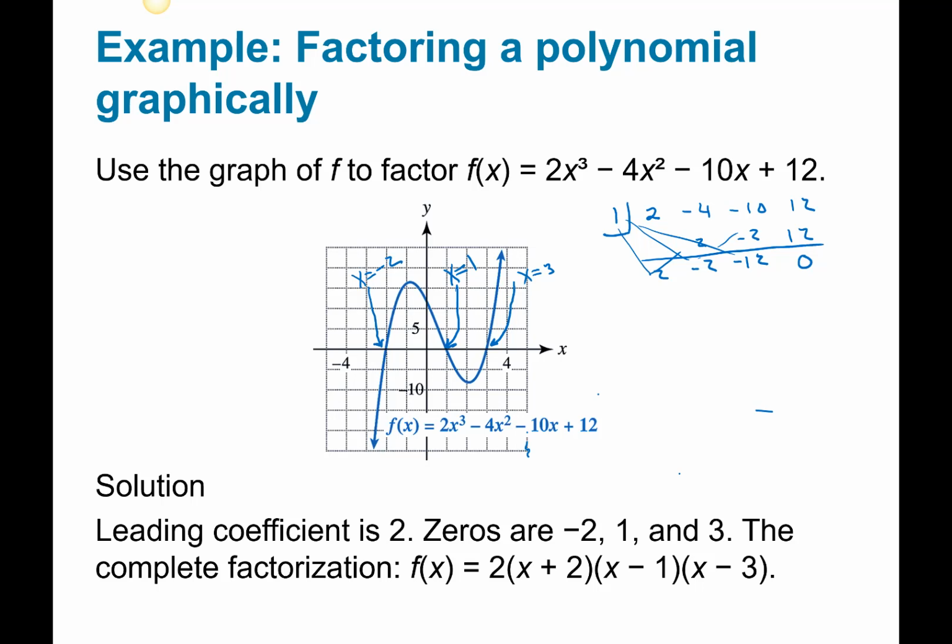If the remainder is not 0, is it a factor? No. The only way it can be a factor is if you get a remainder of 0. Okay, so be careful. What this gives us then is x minus 1 times 2x squared minus 2x minus 12.